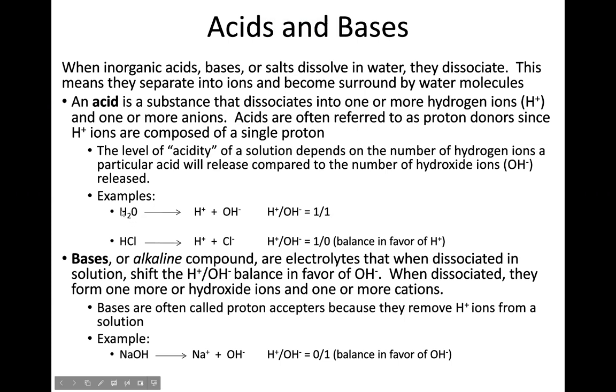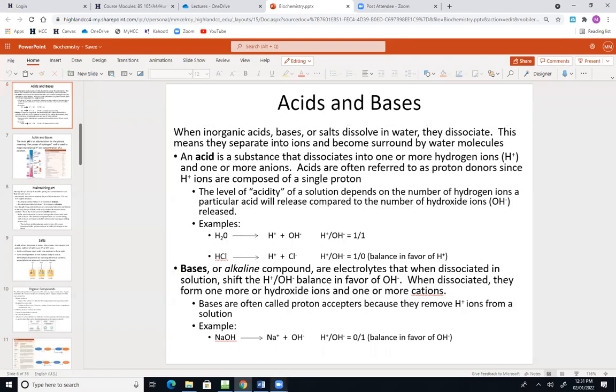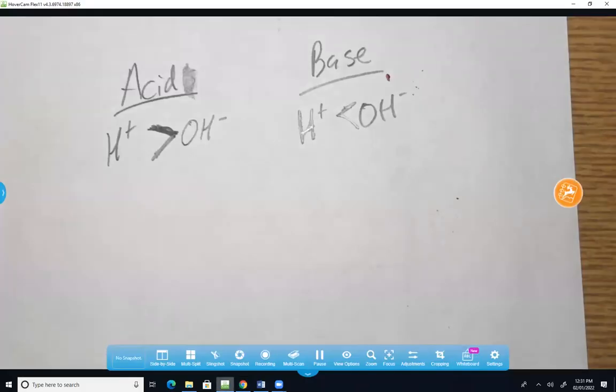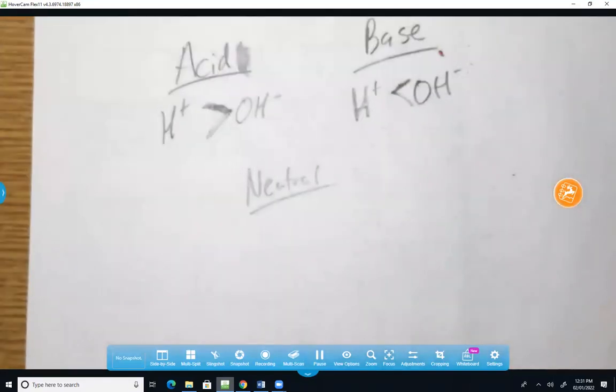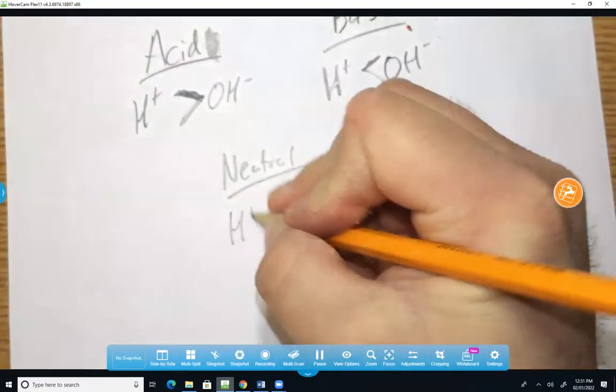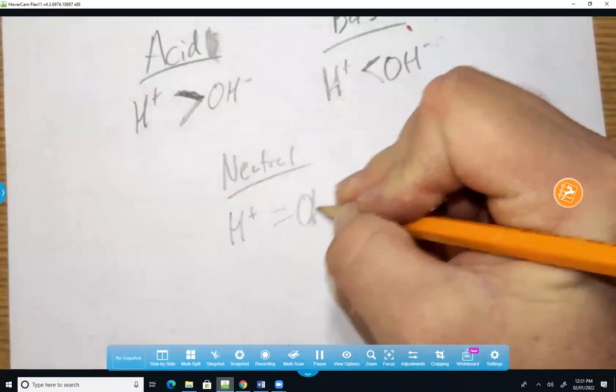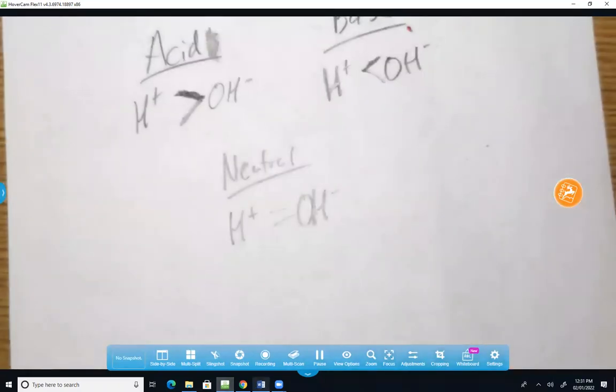Going back to water, H2O, is water a base? It's not an acid, nor is it a base, because it's not one greater than the other. Instead, they're equal, which means that water is neutral, where the number of these ions is equal to each other.